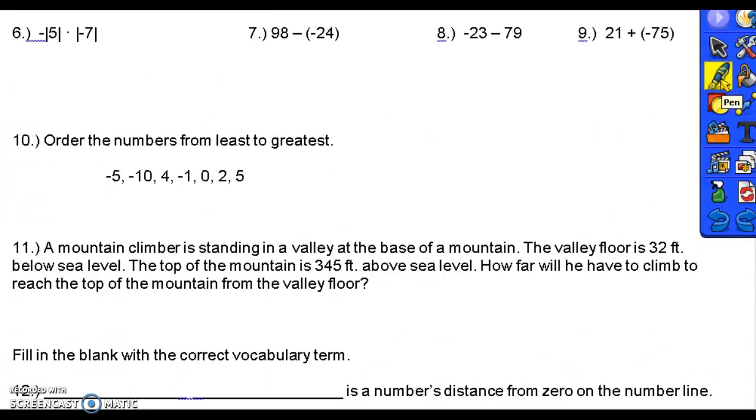All right, number 6. The absolute value of 5 is 5. The opposite of that is -5. The absolute value of negative 7 is 7. Negative 5 times 7 is negative 35.